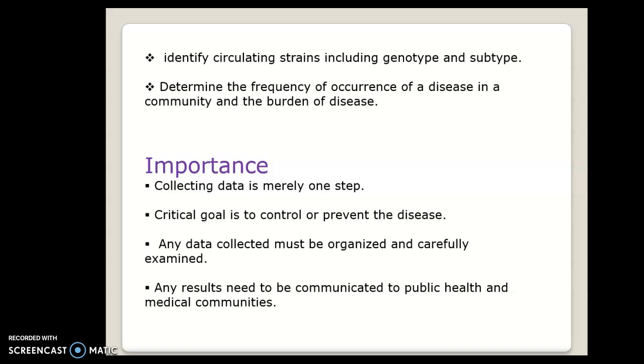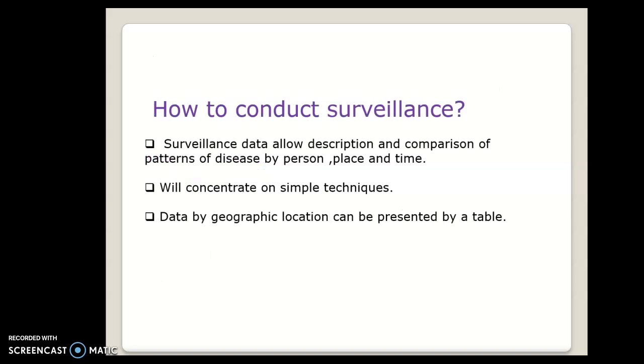So the importance of surveillance is collecting the data in nearly one step, and the critical goal is to control or prevent the disease. Any data collected must be organized and carefully examined, and any results need to be communicated to public health and medical communities. So, how to conduct surveillance: surveillance data should allow description and comparison of the patterns of the disease by person, place, and time.